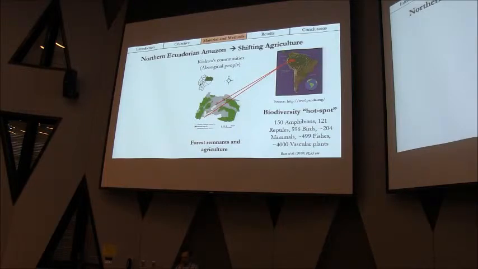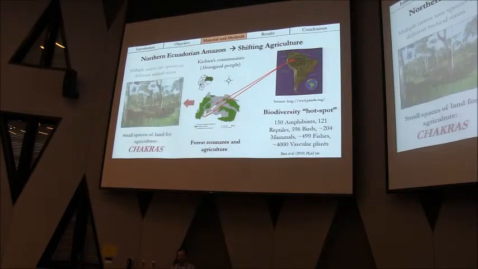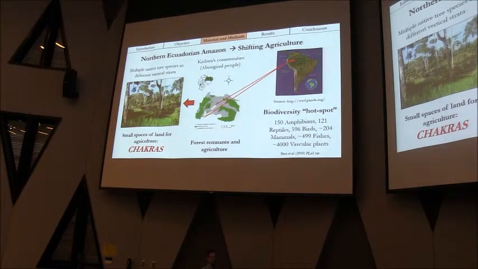And several Quechua communities, who are Aboriginal people that live in these places, developed this shifting agricultural approach. And the cool thing about this is that when they transform those forest areas into agricultural systems, they leave some trees standing.